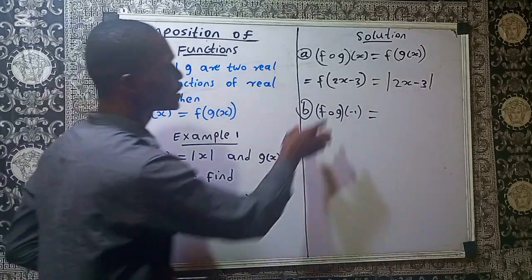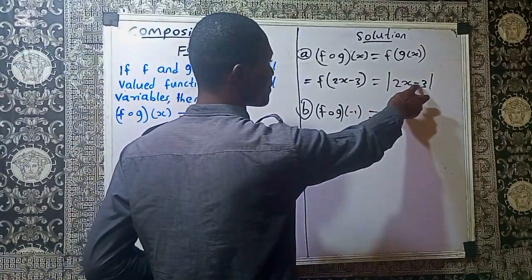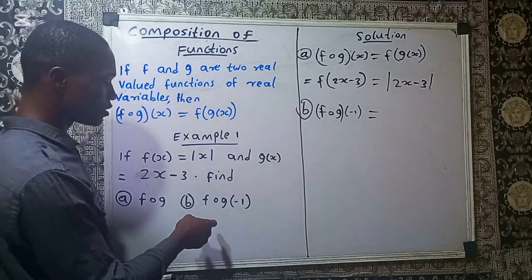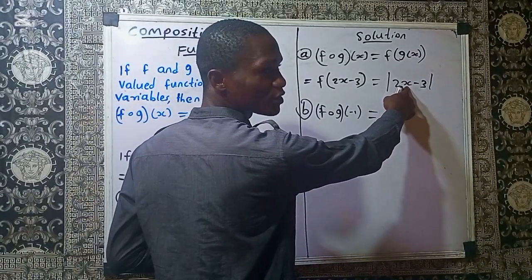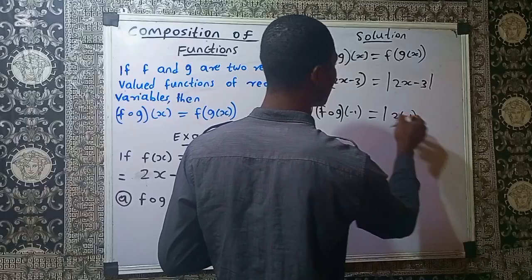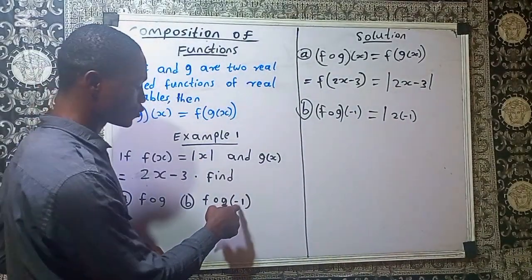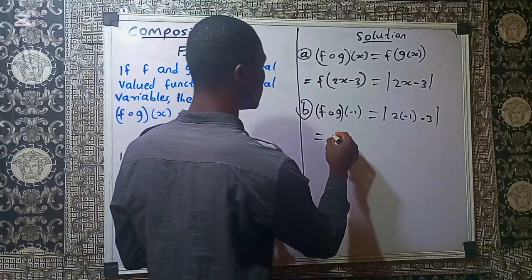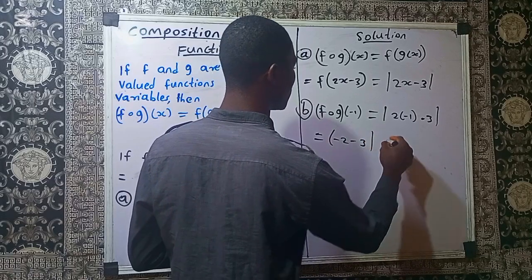So what do we get? F composition g of x gave us absolute value of 2x minus 3. Then we are now evaluating this when x is minus 1. So we now replace x with minus 1. So this will be absolute value of 2 times x. That's 2 times minus 1, your x is minus 1. Then minus 3, in absolute value. 2 times minus 1 is minus 2, then minus 3, all in absolute value.